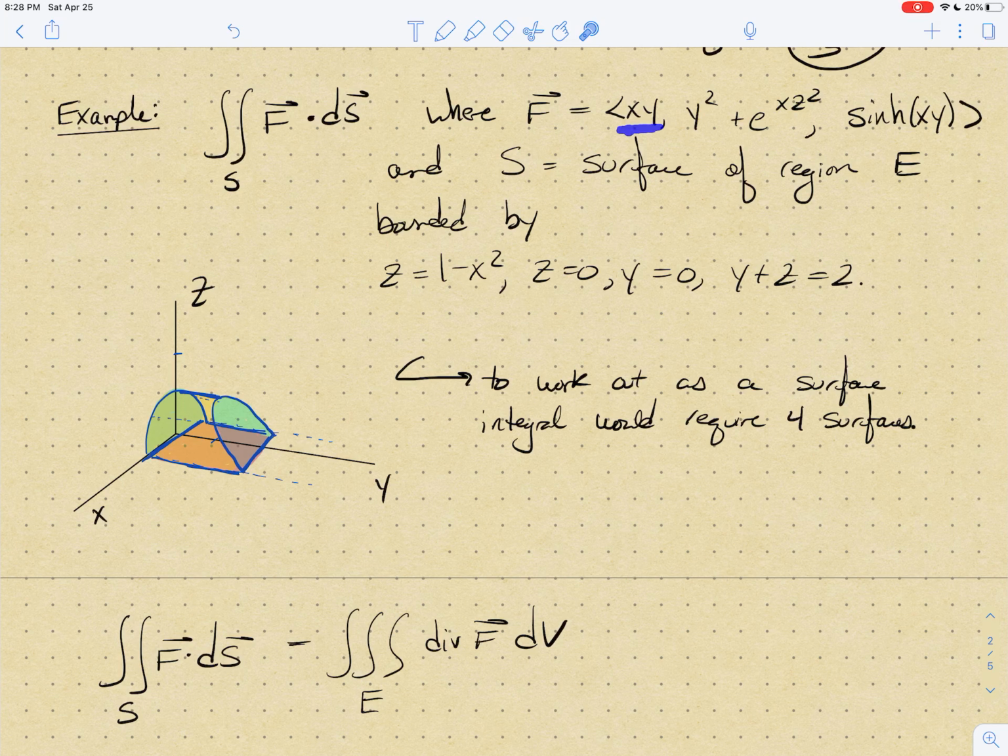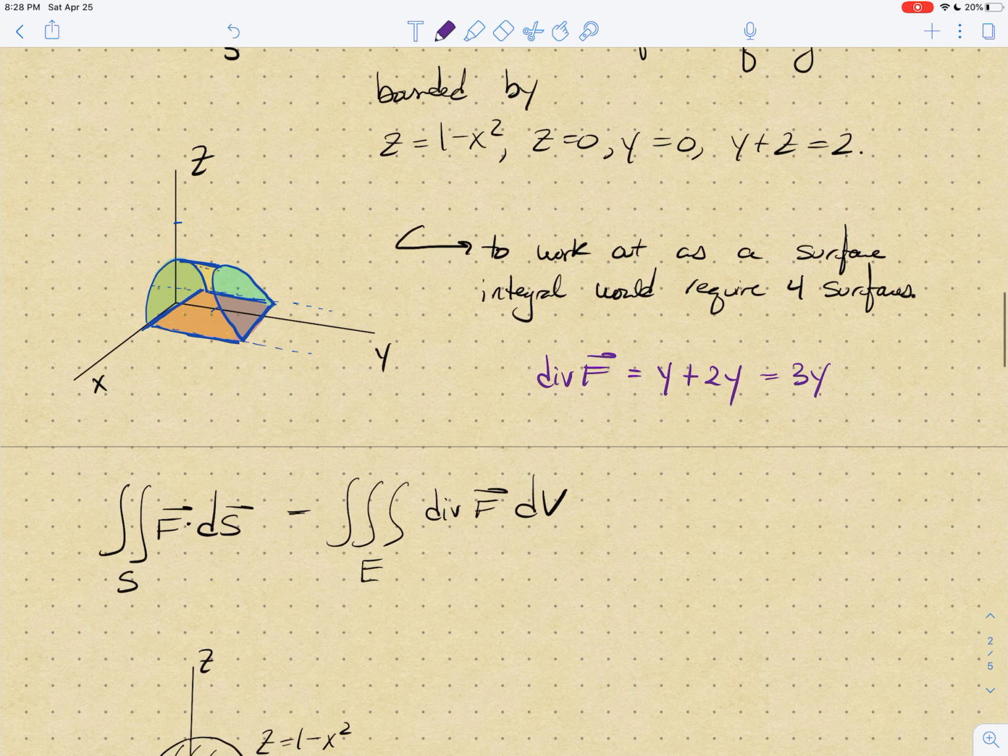The divergence here, partial x of the first component, you just get a y. So let's just work through it, maybe down here in purple. So we'll just compute this. The divergence of f is what? Y plus partial y of this guy, you just get a 2y. The other part falls out. And then partial z of this is just 0. So the divergence of f is just 3y, which really isn't too bad.